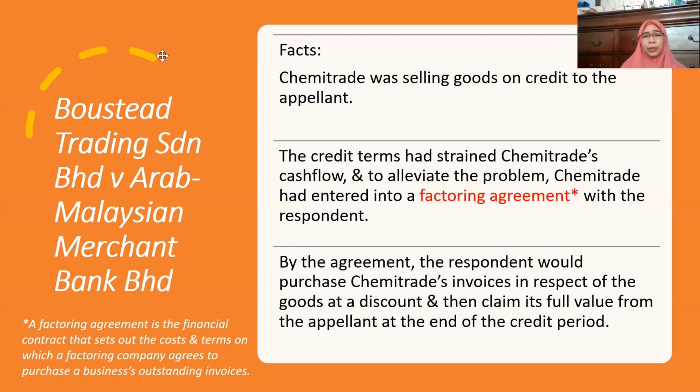So it will be the respondent who pays whatever amount is due to Chemitrade. By the agreement, the respondent would purchase Chemitrade's invoices in respect of the goods at a discount, and then the respondent would claim the full value from the appellant at the end of the credit period. That's basically the arrangement between them, because now Chemitrade needs cash flow. That's why the company entered into this arrangement.